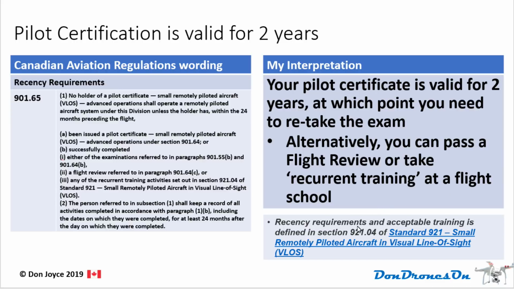All of these recency requirements and acceptable training are defined in section 92104 of a completely separate document called Standard 921, and I've got a link here. Small remotely piloted aircraft and visual line of sight. This document talks about the training requirements and the exam requirements and the expectations.